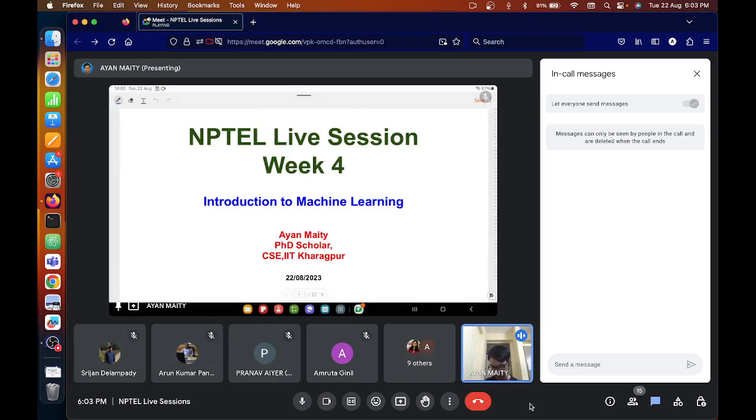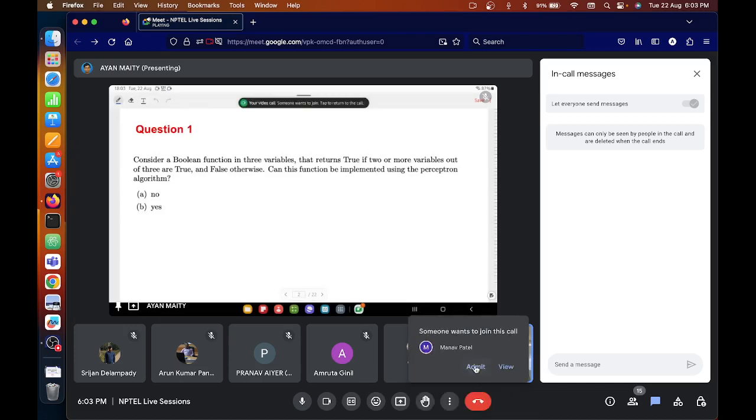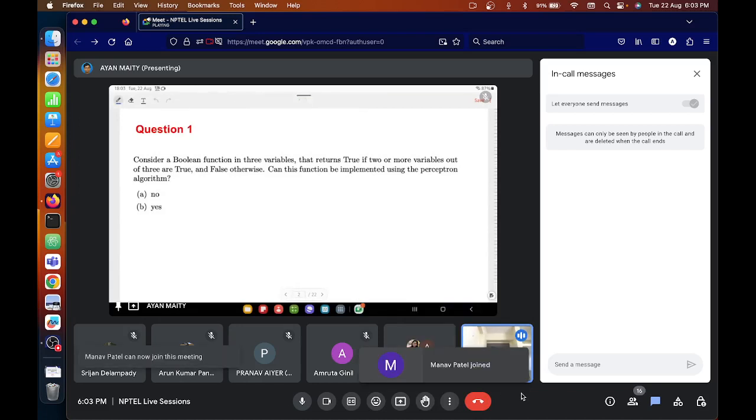I can start discussing some practice problems now. The first question is: consider a boolean function in three variables that returns true if two or more variables out of the three are true, and false otherwise. Can this function be implemented using the perceptron learning algorithm?